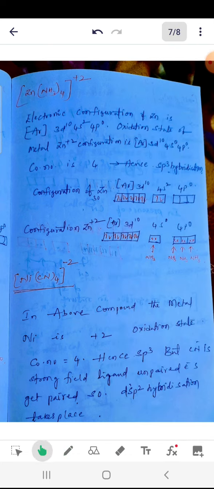Here also the same, that is tetraamminezinc(II). The electron configuration of zinc is argon 3d10 4s2 4p0. The oxidation state of the metal ion is Zn plus 2, so the configuration is argon 3d10.